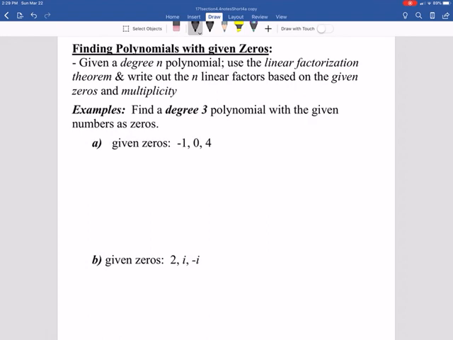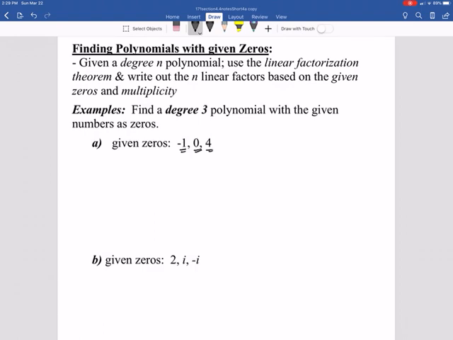They're giving us three different real number zeros. We've got -1, 0, and 4. Well, if we wanted a degree 3 polynomial, we're going to have to assume the multiplicity on each is 1, right? Because we can only use one of each factor because we need three linear factors. So we go ahead and begin creating this polynomial.